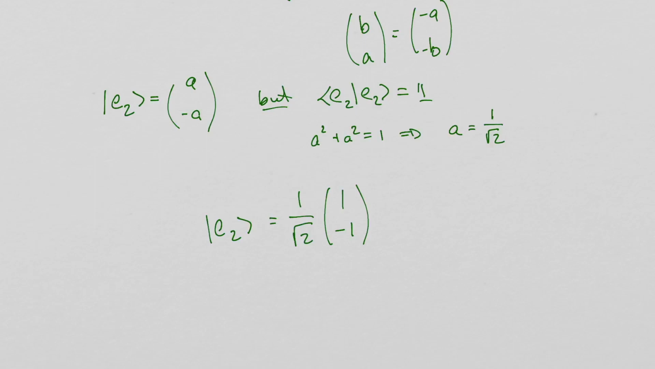Is it unique? No, it's not unique, because I chose a particular solution to A when I solved the equation A squared plus A squared equals 1. And so there's always a little bit of ambiguity with the eigenvector itself, and that is something that we just have to live with.